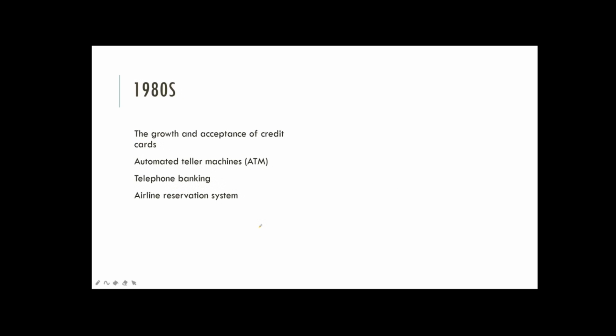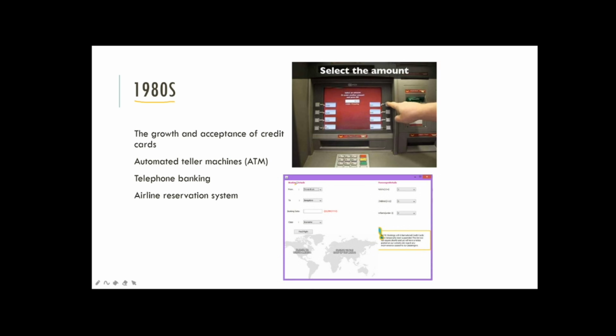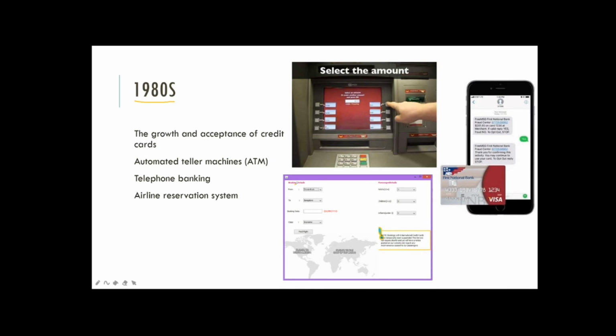And during the 1980s, another invention was the growth and acceptance of credit cards and debit cards. A lot of people are using these until now. There were also automated teller machines, telephone banking, and airline reservation systems, and a lot of people were really amazed by this type of technology. This technology actually makes life easier, as you notice that e-commerce is also essential to financial management.